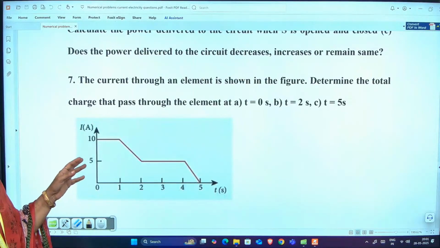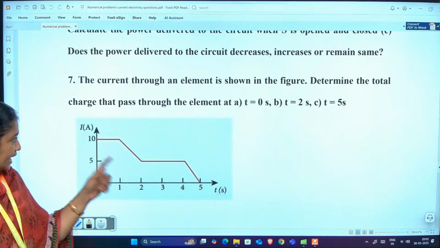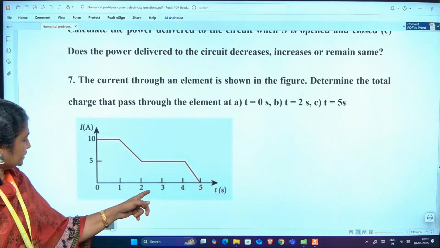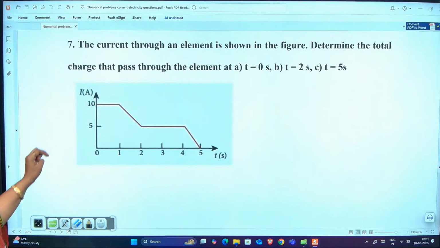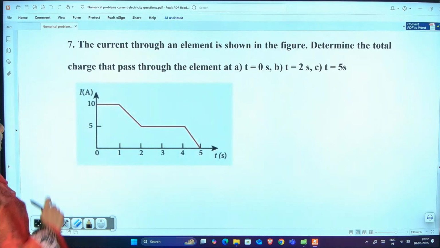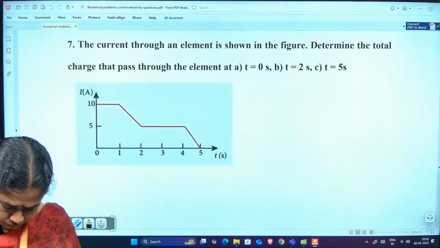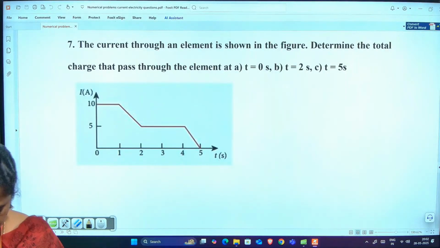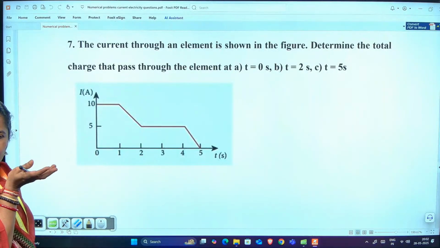Now, the current through an element is as shown in the diagram. Determine the total charge that passes through the element at time t equal to 0, t equal to 2 seconds, and t equal to 5 seconds. They have given you the current. How to calculate the total charge? I into t. Now, at t equal to 0, what is the value of I? I is 10 ampere. I is equal to Q by T. So Q is equal to I into T. Time is 0. So charges will not flow at all.